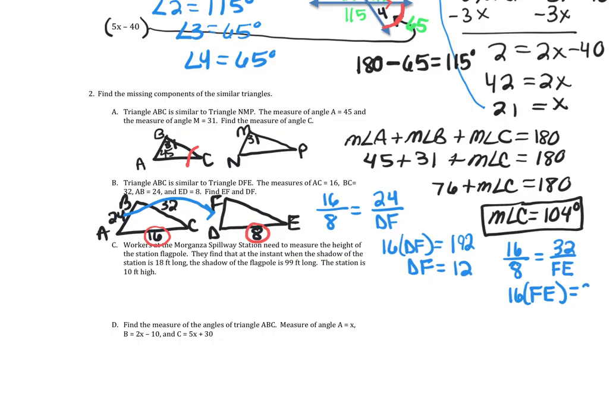And that is equal to 256. And then, of course, if we divide by 16, the length from F to E is equal to 16. Now, I just want to show you that comparison in our triangle. So we found F to E to be 16, and we found D to F to be 12.